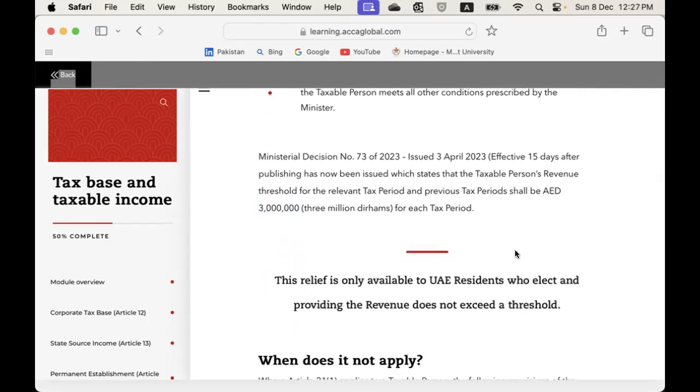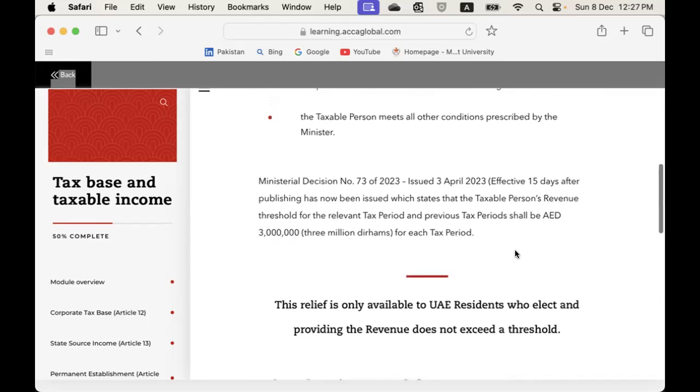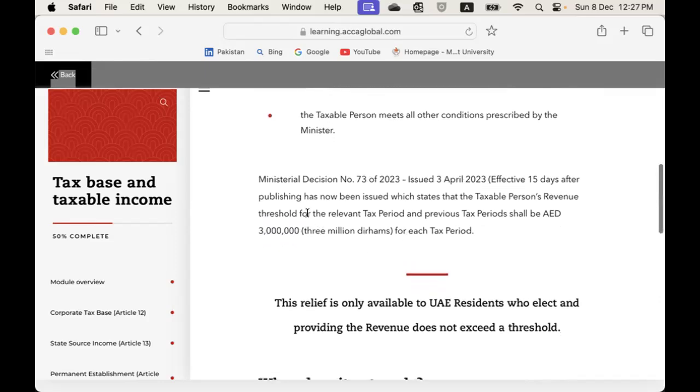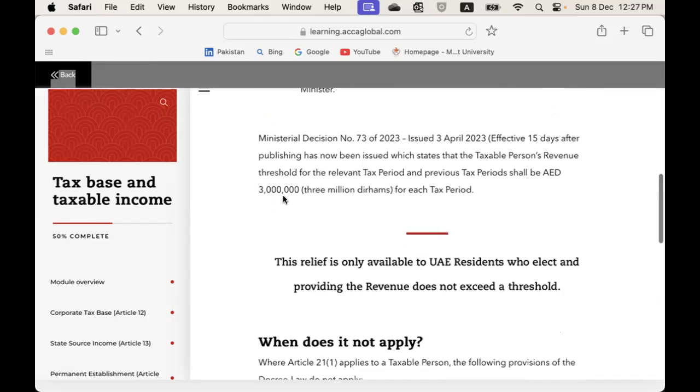So in short, if a small company, and this is a strategy point, guys, you will find certain taxpayers or companies who come to you for advice. So don't do brain surgery for someone who can be cured with a Panadol. Don't get them to file a tax return if their annual revenue is not 3 million dirhams. They can opt for small business relief. So ministerial decision number 73 of 2023 has been issued, and 3 million dirhams is the threshold.